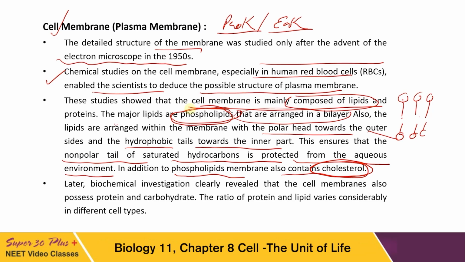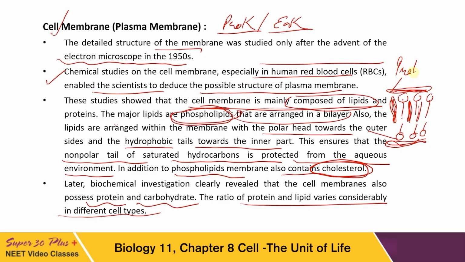The biochemical investigation clearly revealed that the cell membrane also possesses protein and carbohydrate. The ratio of protein and lipids varies considerably in different types of cells. You see, this is the bimolecular lipid layer, and the proteins are found on the outer side and inner side. Some of the protein molecules are found in between the lipid molecules also. Various models have been proposed for how the protein and lipids are arranged. We have to see that now.